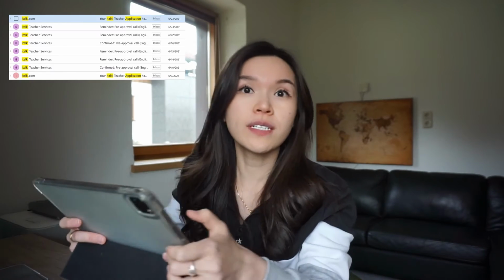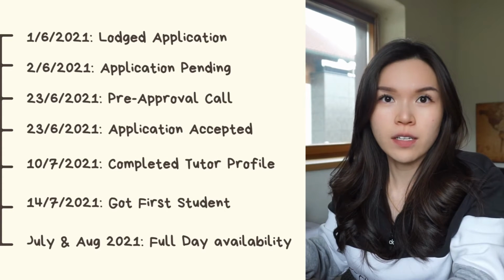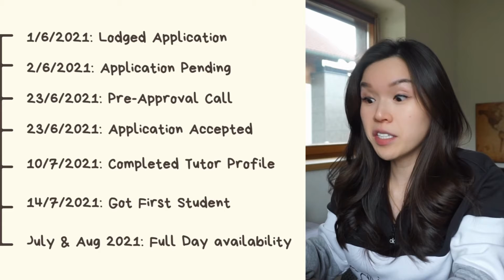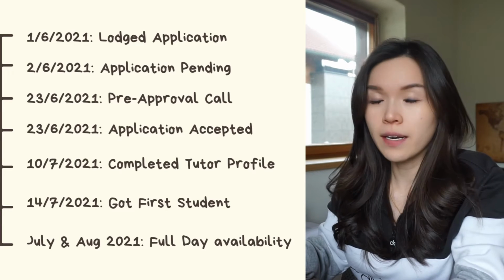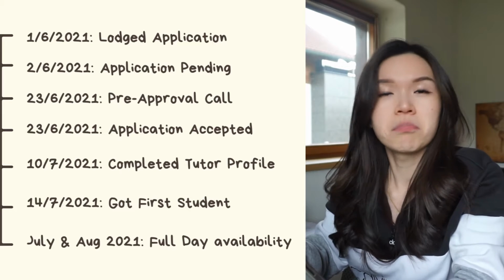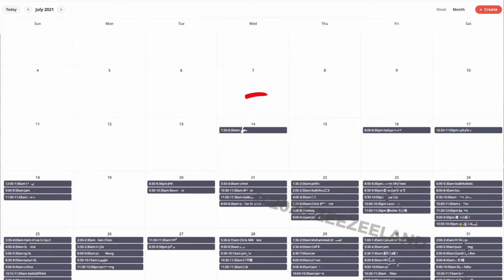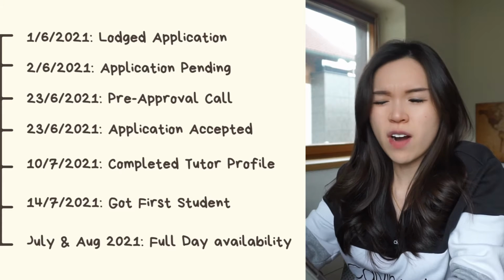To put everything in context, I will show you my personal experience. This is what happened with my own timeline. I launched my application on Italki on the 1st of June until the 18th of June 2021, and I completed my Italki profile on the 10th of July, which is a month later. On the 14th of July 2021, I got my first students. From application to getting my first students, the time frame is about a month.